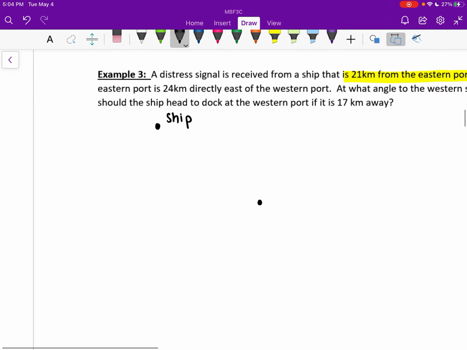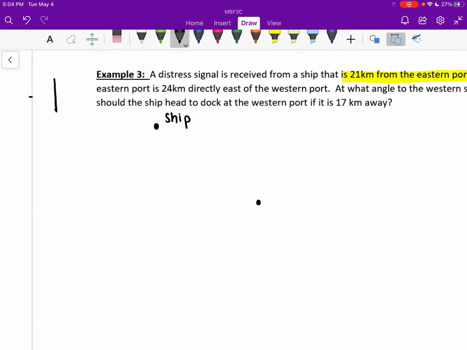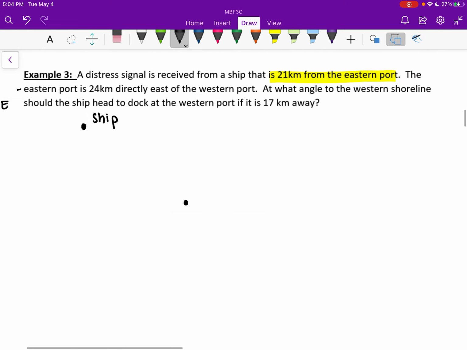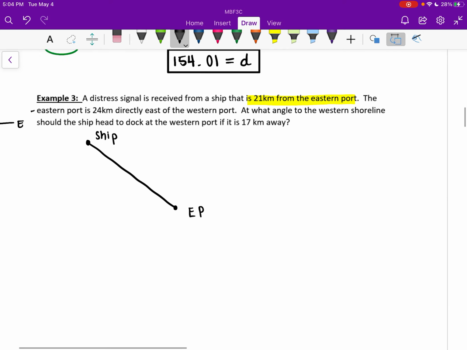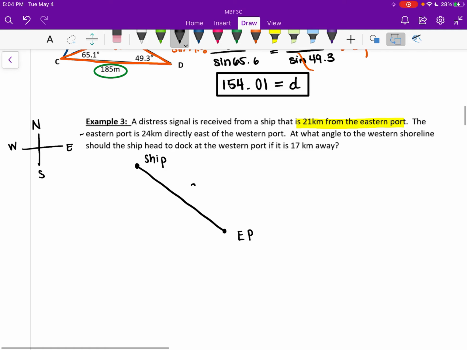So especially when we have stuff like eastern and western, I just like to go in and draw a compass for myself. So, Never Eat Shredded Wheat. If you remember that, north, east, south, west. So I just draw the eastern port east naturally. This is the eastern port, and we'll put that as EP, right? So I just like to go in and draw stuff in as I get the information. If you would like to read it first, that's fine too. Both are proper strategies to use.